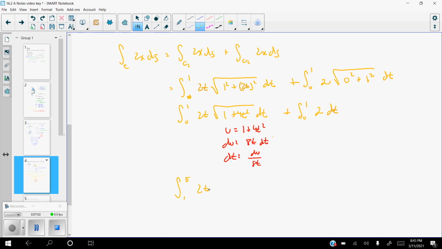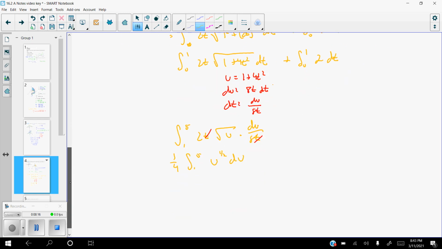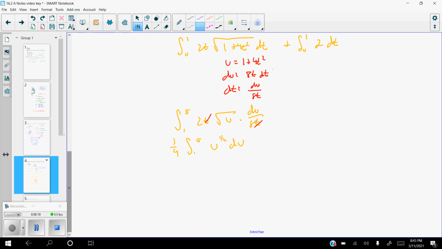I'm now going to get 2t square root of u times my new dt, which is du over 8t. The t's are going to go away. The 2 over the 8 I can pull out to the front as a 1/4. Integral from 1 to 5, I'll rewrite the square root as u to the 1/2. And now I'm finally ready to take an antiderivative. I'm going to bring this all the way down here because it'll be a simple one. That's going to be u to the 3/2 times 2/3. Don't forget the extra 1/4 out in the front. Evaluated from 1 to 5.